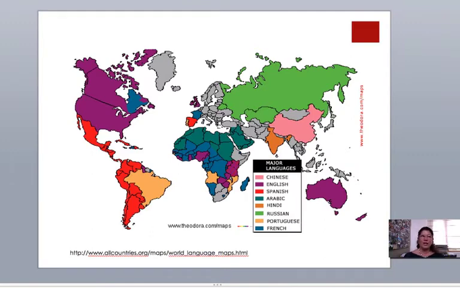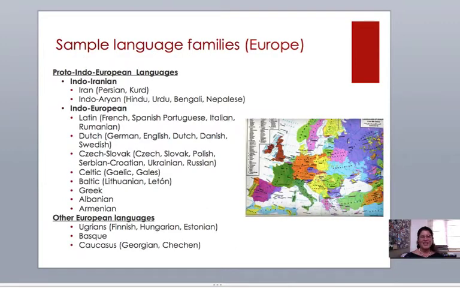It's not the case that the more land you have, the more people speak the language, not at all. It has more to do with popular use. It has to do with economics, commerce, and a lot of other things, like social media. But we'll look at that in just a second.